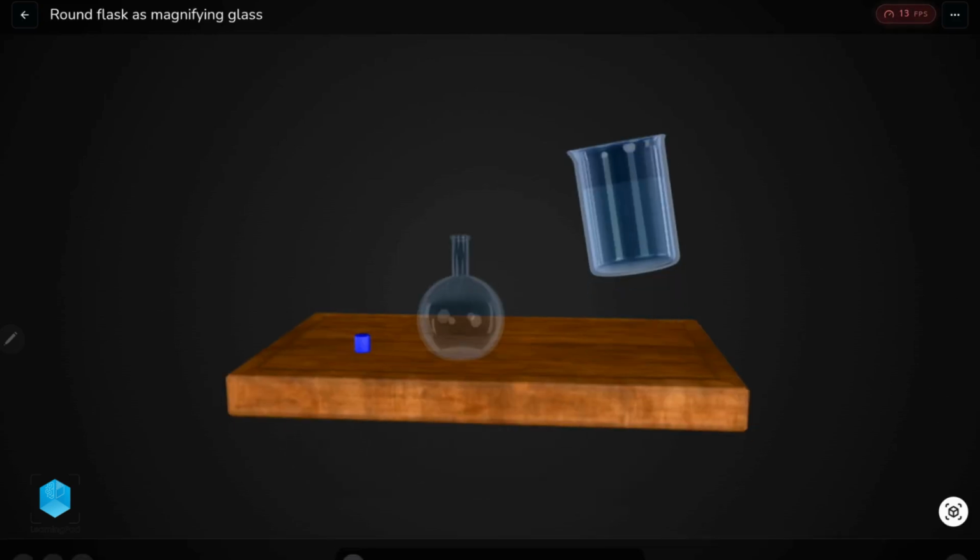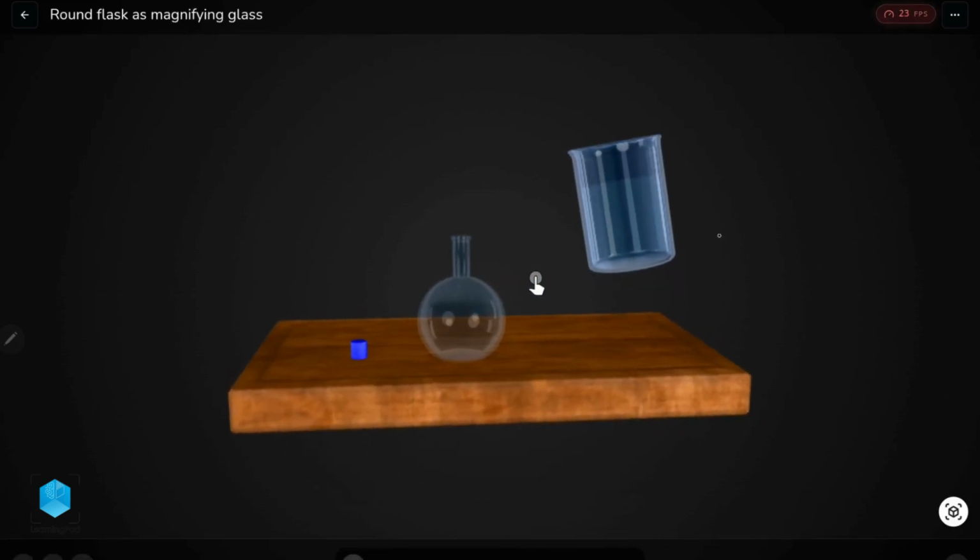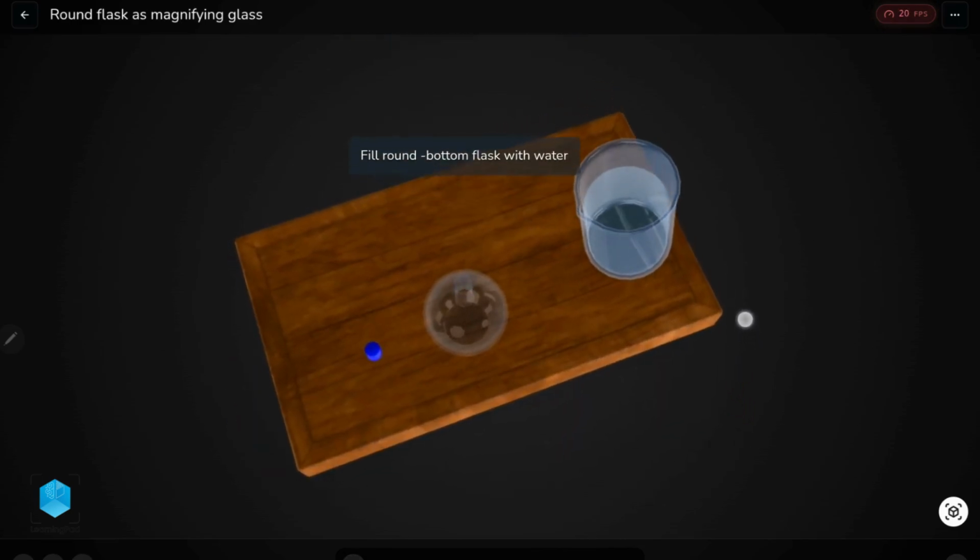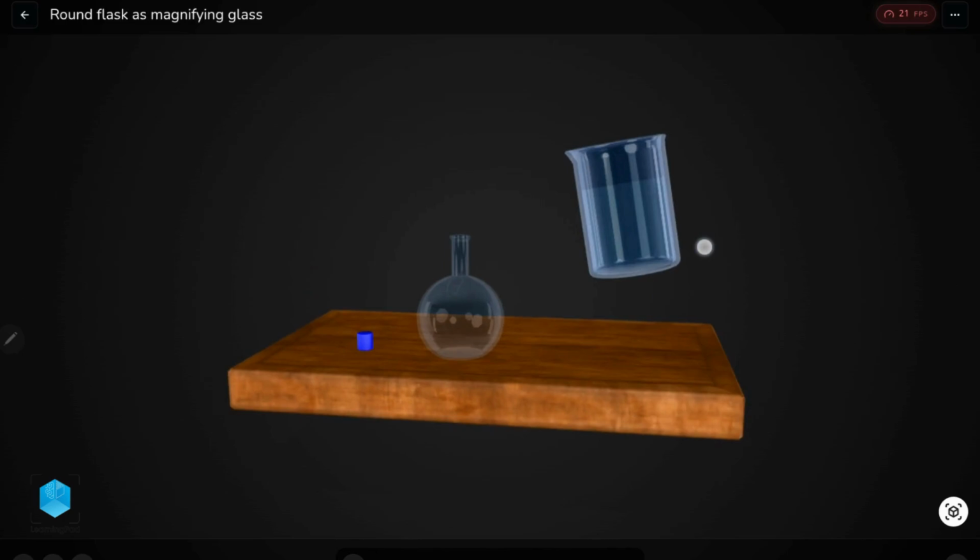Now in this activity, the apparatus which you see is a beaker filled with water and a round bottom flask with a cork. The materials required are a round bottom flask, a beaker, and a cork to cover the mouth of the round bottom flask. Then we require a textbook or any other picture of the textbook.